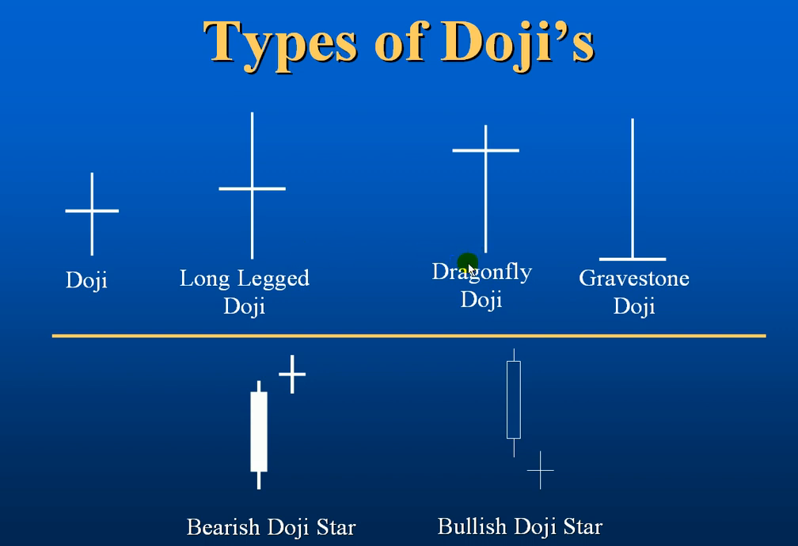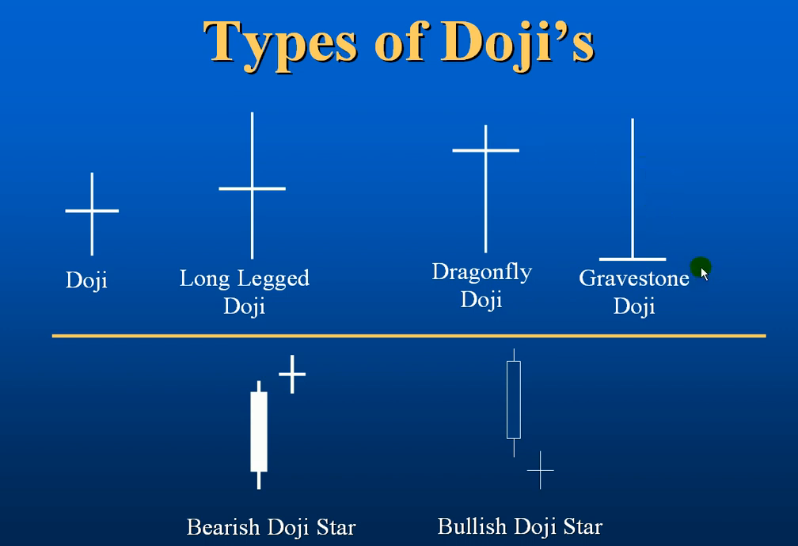I really like these dragonfly dojis when I see them at the end of a trend or at the end of an intraday price move. The dragonfly doji can suggest that there is no further interest. For example, in this case, no further interest on the downside, and that the next move could be up because the open and close are close to the top of this frame.